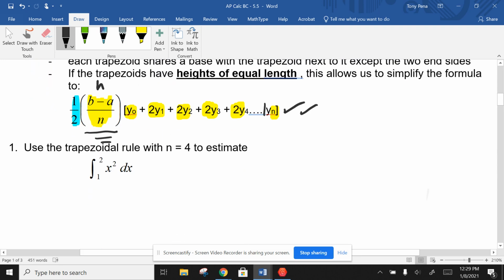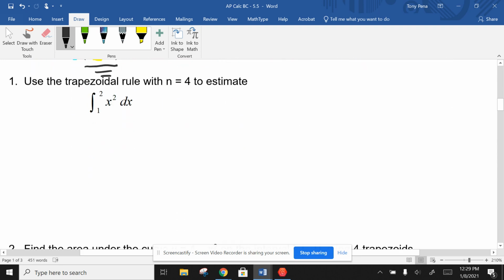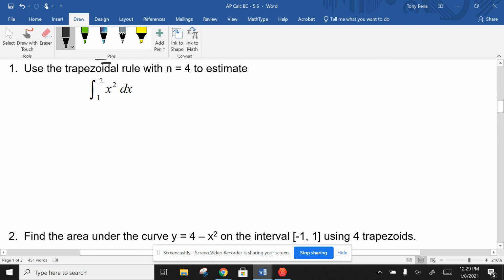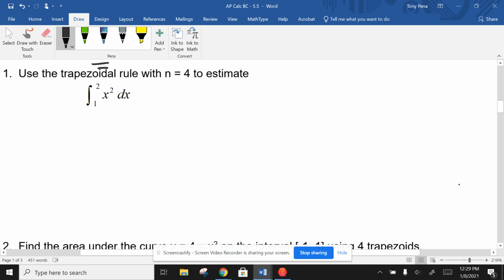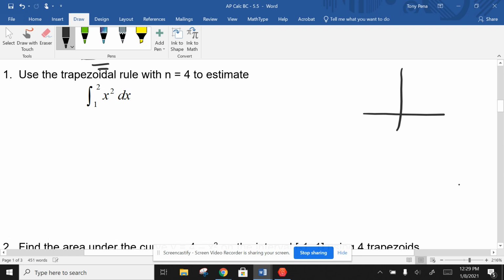Okay, so for number 1, we're going to start with a nice, easy, quick one in terms of how we are going to do this. So draw in what this graph looks like. And again, you don't necessarily need the left-hand side because we're only going to go from 1 to 2. And it doesn't have to be to scale. Give yourself some room to draw this stuff in. So 1 to 2. And I want you to do 4 trapezoids. We're going to split this up 4 ways.